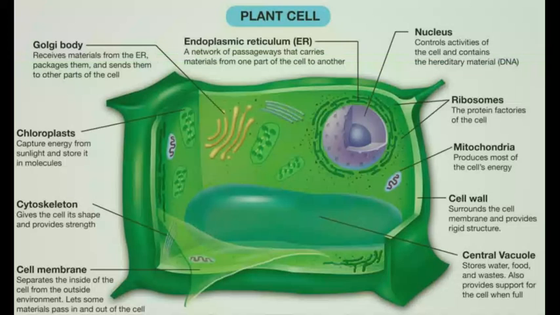And again, each of these organelles does its own job. They go through, produce different things. They allow the cells to function similar to the way that your human body systems allow it to function.